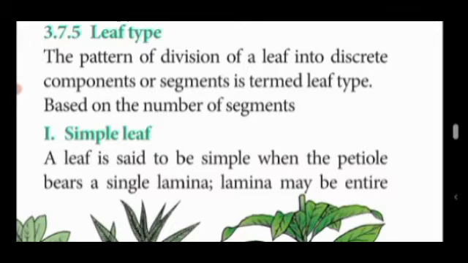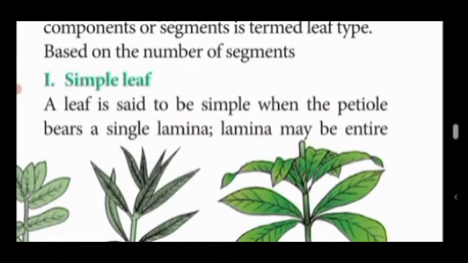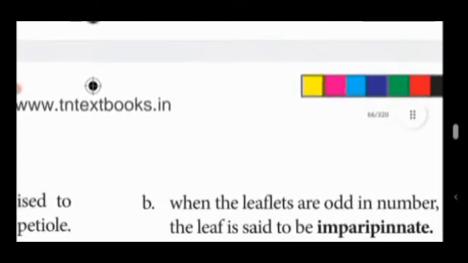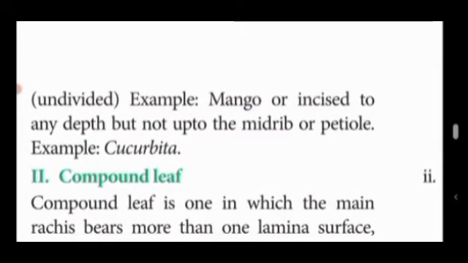Leaf type. A pattern of division of a leaf into discrete components or segments is termed as leaf type. Based upon the number of segments present, leaf type is classified into simple leaf and compound leaf. A simple leaf is said to be simple, that is single, when the petiole bears a single lamina. The lamina may be entire, that is undivided, example mango or Ixora, or it may be divided but the division is not so deep up to the midrib or petiole, example Cucurbita.